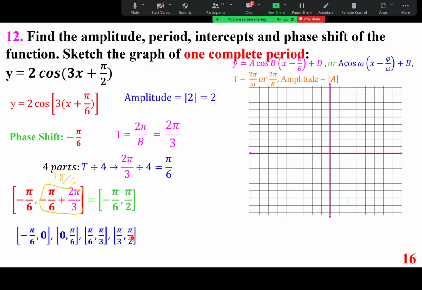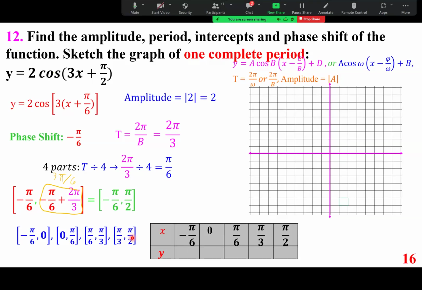Okay, everybody? All right, so now the x coordinates are these 5 key points: minus pi over 6, 0, pi over 6, pi over 3, pi over 2, and we plug it back into this one or this one, whatever is easier. So first of all, if I want minus pi over 6, this is easier. If I put it here, I get 0. 3 times 0 is 0. Cosine of 0 is 1. So this is 1 times 2. So I hope you can see you can get 2 here. If I replace this with minus pi over 6, I get 2 times 1, or 2.